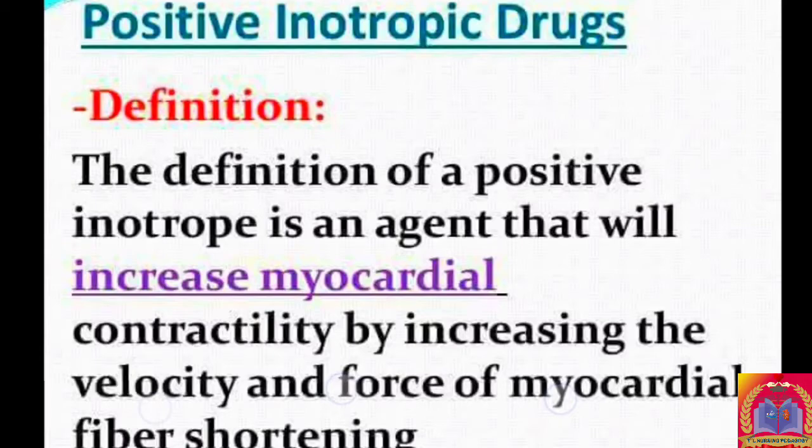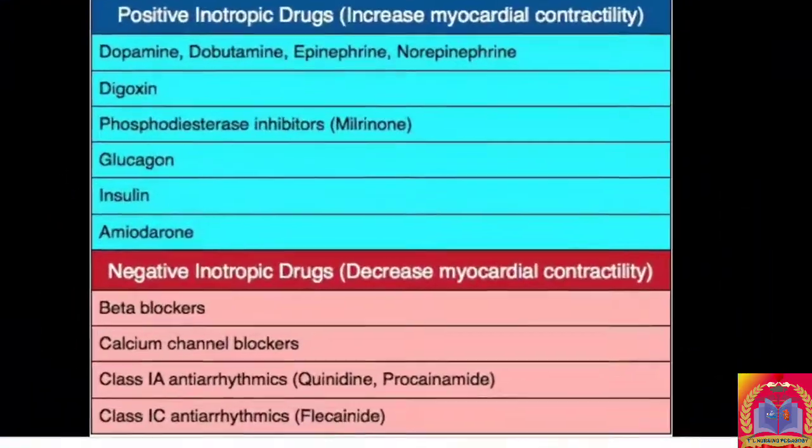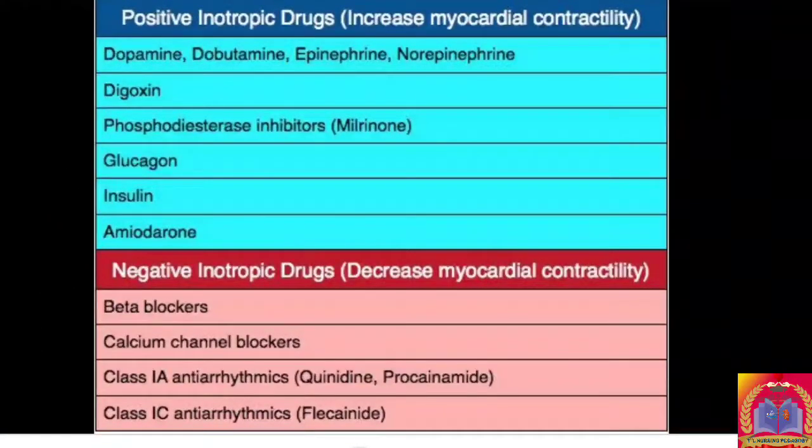Once again I repeat the definition: a positive inotrope is an agent that will increase myocardial contractility by increasing the velocity and force of myocardial fiber shortening. So friends, here are some examples of the positive inotropes which are used for increasing the myocardial contractility.